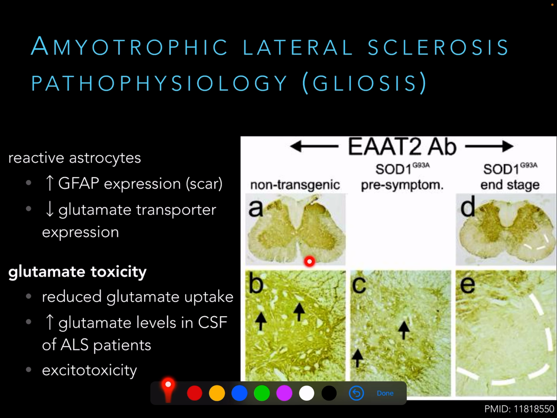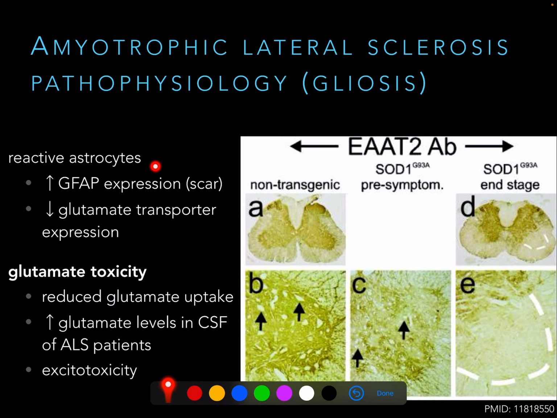So here's a non-transgenic mouse. Notice EAAT2 is all in the gray matter. So we've got glutamate transporters all in here where we're forming synapses. And let's have a look over here. Hey, notice that anterior horn is noticeably less brown. That is, it has lower levels of EAAT2.